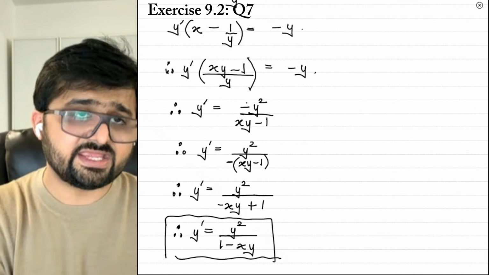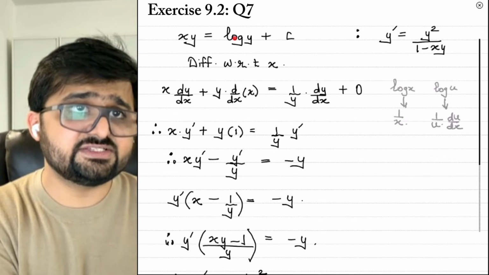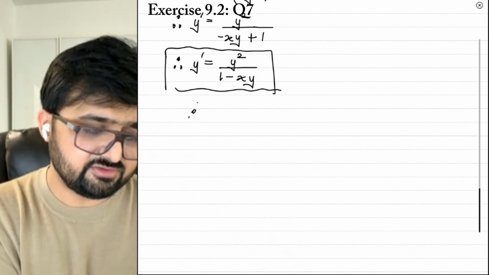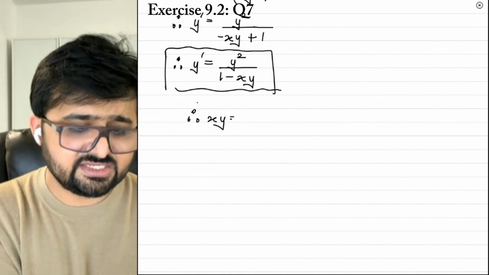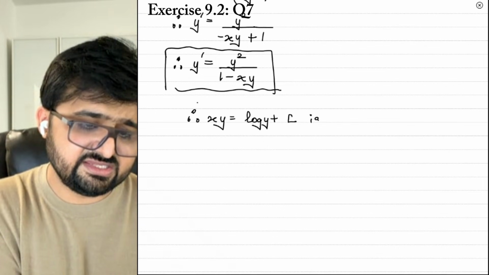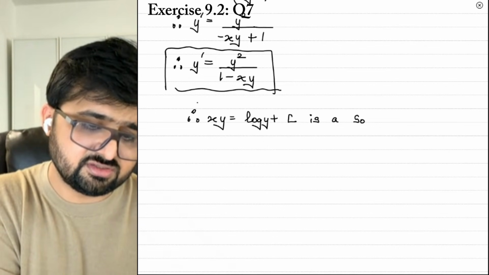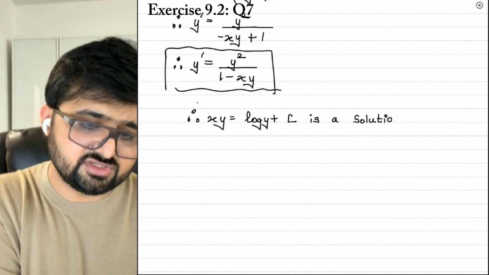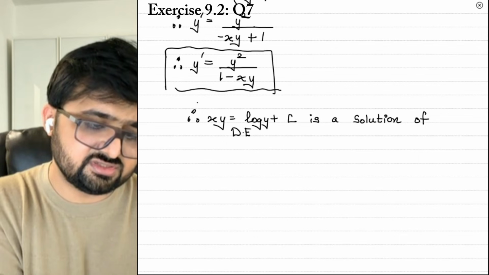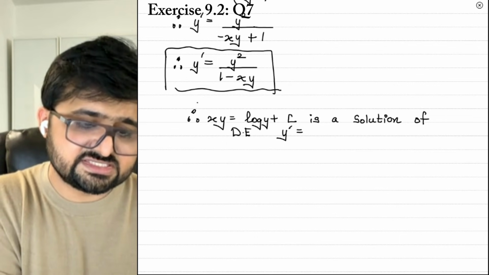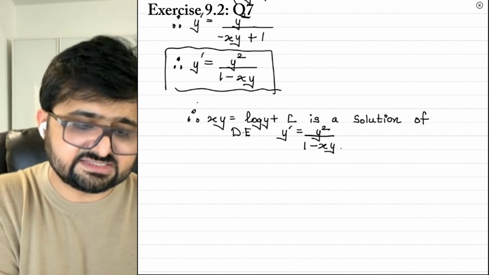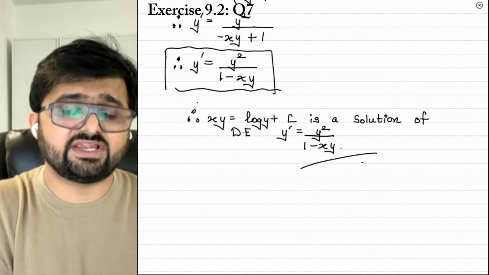Therefore, we can say that xy is equal to log y plus c is a solution of the differential equation y dash is equal to y square upon 1 minus xy. Okay, and that is our final result.